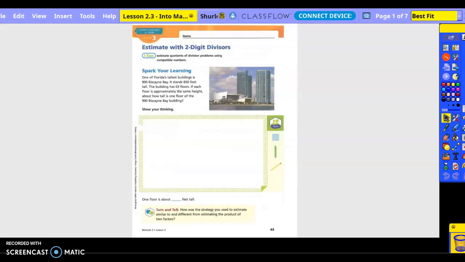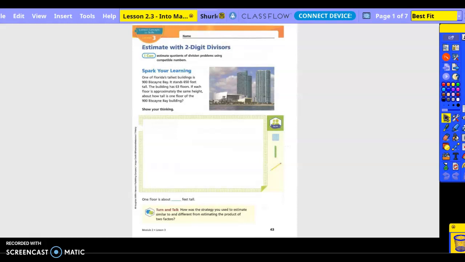Into Math, lesson 2.3, estimate with two-digit divisors. I can estimate quotients of division problems using compatible numbers. Spark your learning. One of Florida's tallest buildings is 900 Biscayne Bay. It stands 650 feet tall. The building has 63 floors. If each floor is approximately the same height, about how tall is one floor at that building?